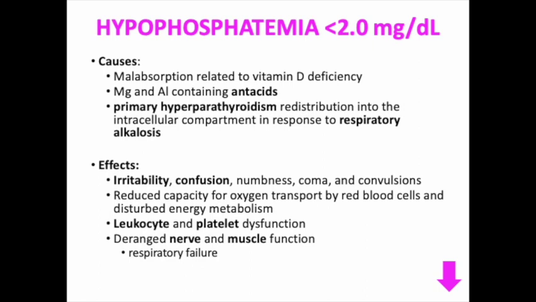Primary hyperparathyroidism redistributes the phosphate into the intracellular compartment in response to respiratory alkalosis. This can also cause low phosphate.